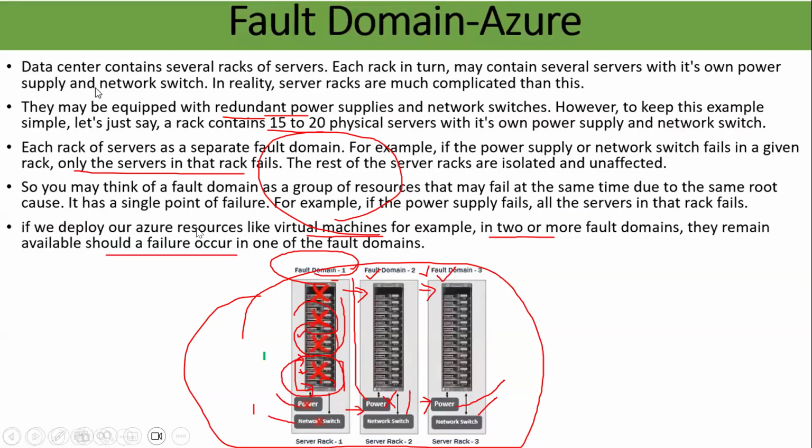If you deploy your resources like virtual machines in two or more fault domains, they remain available if failure occurs in one of the fault domains. Fault domain is nothing but the update domain. Once you do the updates, like the patches happening on software, it takes maybe 10 to 15 minutes, and after that it will be up. But in those 10 to 15 minutes, if any transactions happen, they will be stored in the other domain, in the other server, and the copy will also be maintained in the other server.